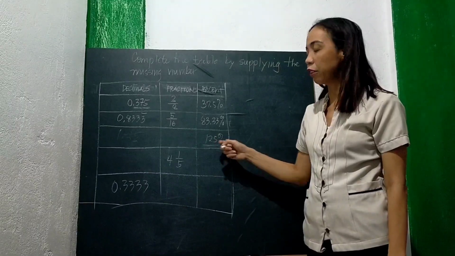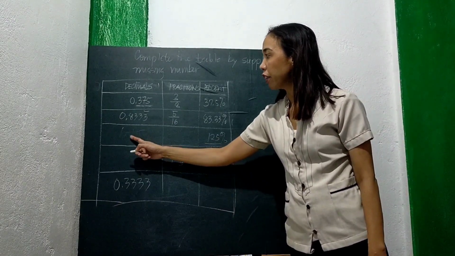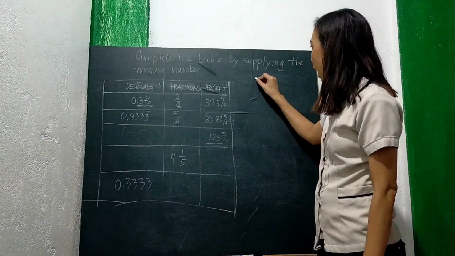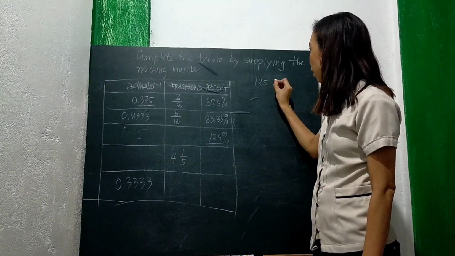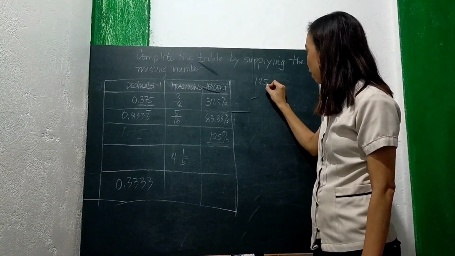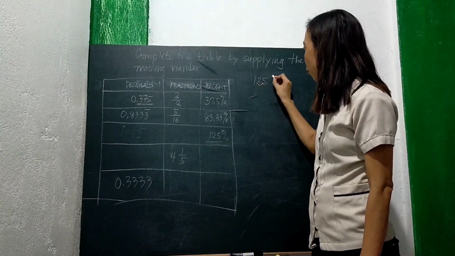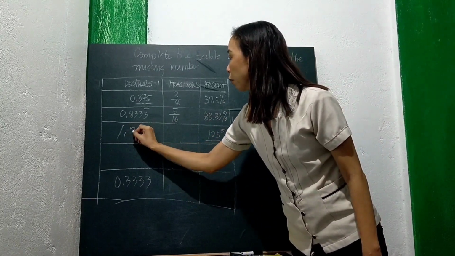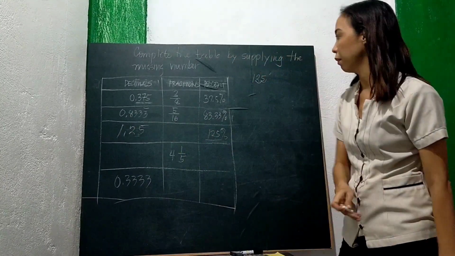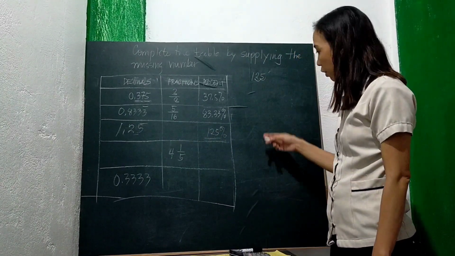Okay, next, 125%. We will first convert this into decimal. So we have 125. Move the decimal point rather 2 places to the left. That is 1.25. So the answer is 1.25. Okay, so let's convert this into fraction.